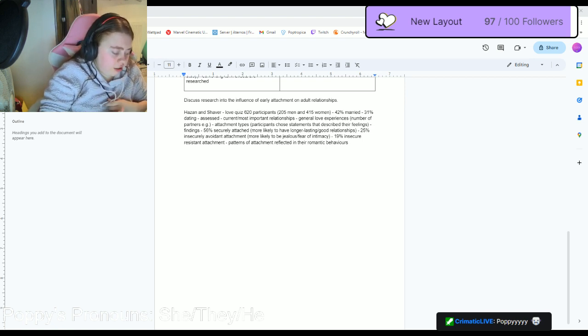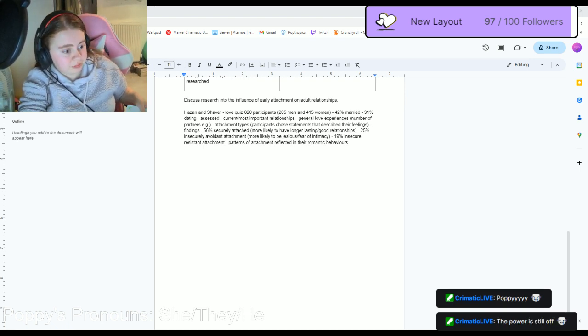Whenever the infant with the avoidant attachment would reunite with the mother, the infant would just ignore the mother. The infant would explore, wouldn't have stranger anxiety, and wouldn't have separation anxiety. So those are the three types of attachment.